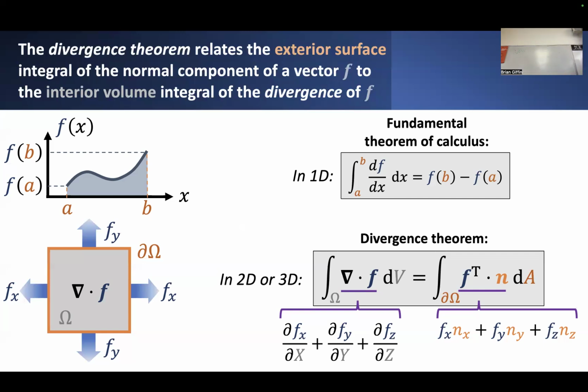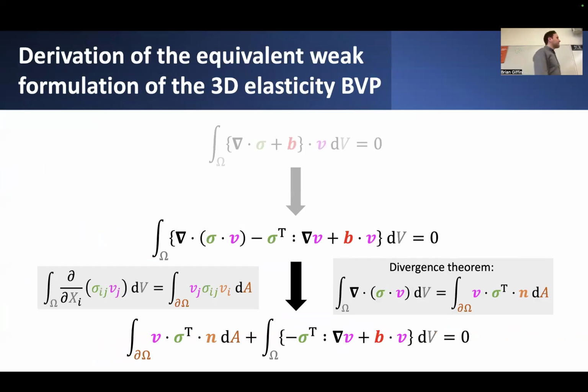So effectively, if I have some integral over some volume involving the divergence of a vector, I can convert that expression into this equivalent boundary integral. And that's precisely what we do to convert this term involving the divergence of the stress tensor dotted with the virtual displacement vector. I can use the divergence theorem to convert this particular term into an equivalent boundary integral, so an integral over the boundary of omega.